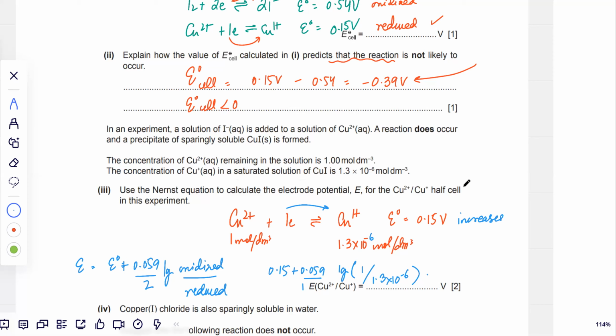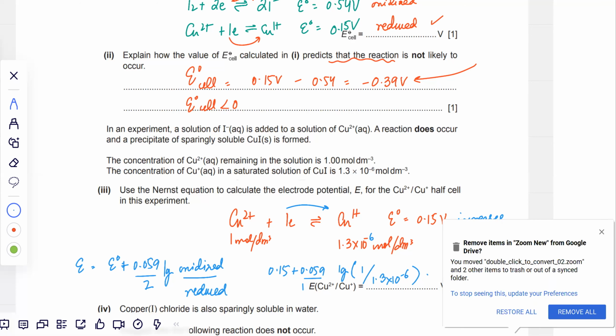So the E naught value is 0.15, right? Yes, it's 0.15. That's the E naught value, right? The old one. Hold on one second.